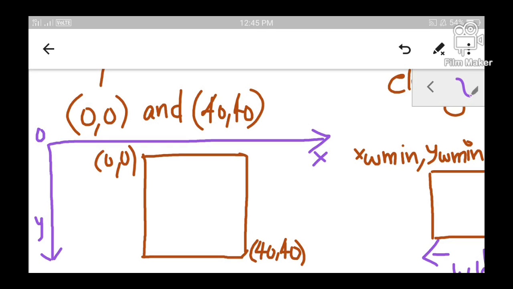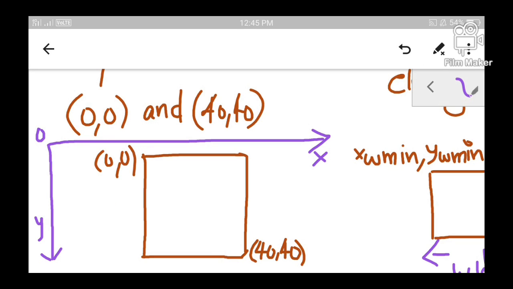When we move from left to right, the value of x increments. When we move downwards, the value of y increments. So y increments towards this direction and x increments towards this direction. Okay, so we know this is the origin. Returning back to our example, we know that this is x minimum, y minimum, and this is x maximum, y maximum.